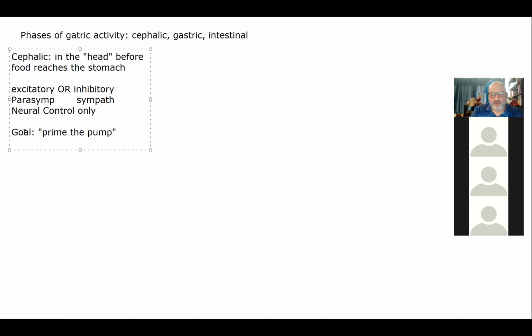So absolutely, assuming it's excitatory, then it is going to increase the secretions, and it is going to increase motility, the contractions. Absolutely, that is going to be the goal. All right, makes your stomach grumble. Getting it ready. Sure, absolutely, that would be worthwhile to say.